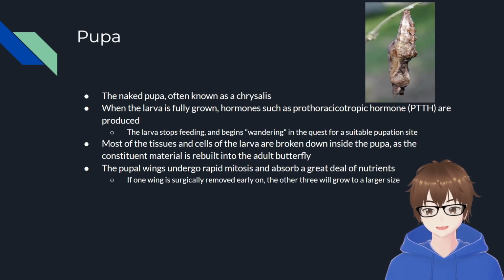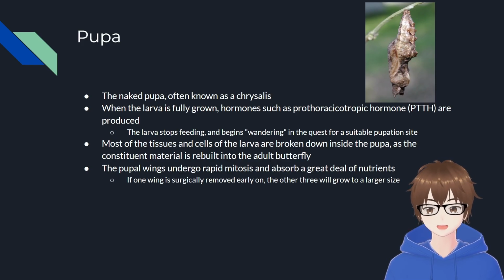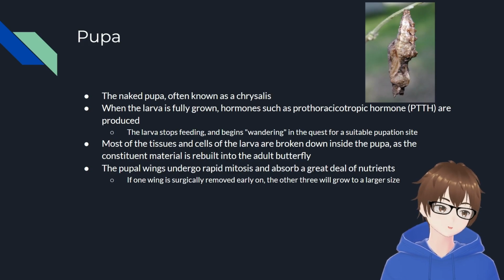So, this metamorphosis is done inside the pupa, or the naked pupa, often known as the chrysalis. When the larva is fully grown, hormones such as PTTH are produced, and the larva will stop feeding and begin wandering in quest of a suitable pupation site. Most of the tissues and cells of the larva are broken down in the pupa as the material is rebuilt into an adult butterfly. Basically, it turns into a goo, a liquidy goo.